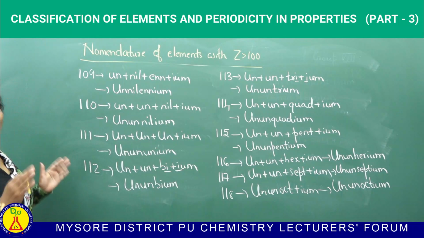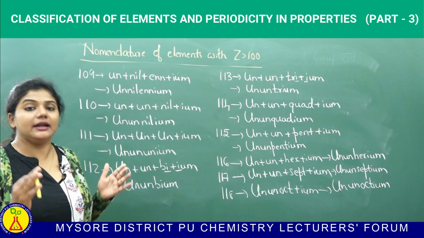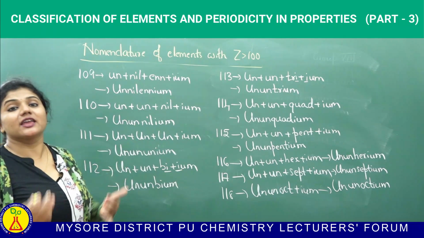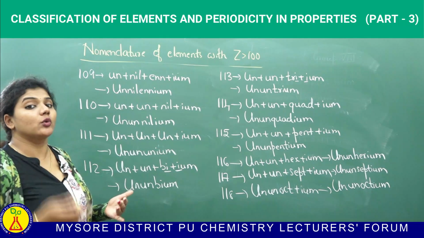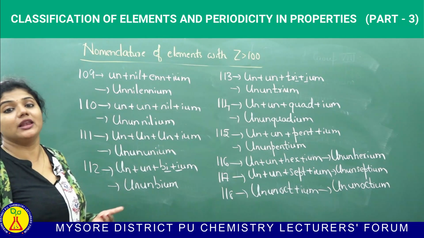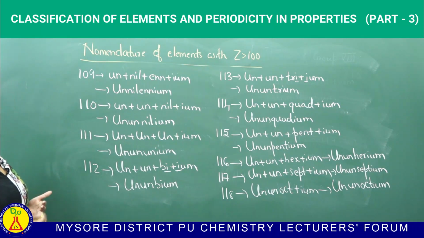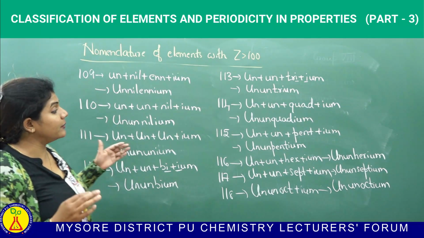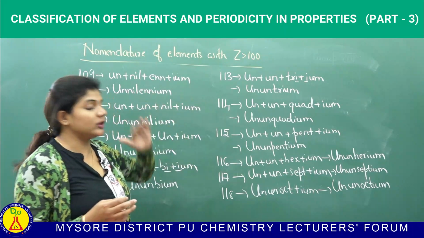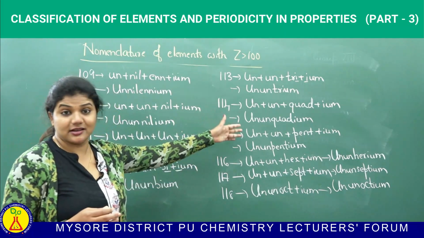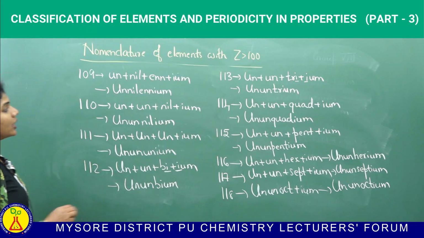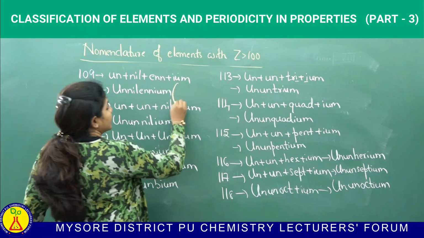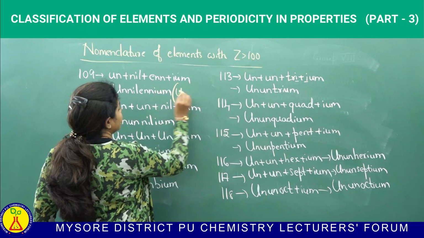All these are called IUPAC recommended names. Once discovered, they are given the official name. Like 101 Mendelevium, 102 Nobelium, and we keep on calling. So that was the official name. These are all IUPAC recommended names. If they ask you to write the IUPAC name for the element with 114, you should write ununquadium.